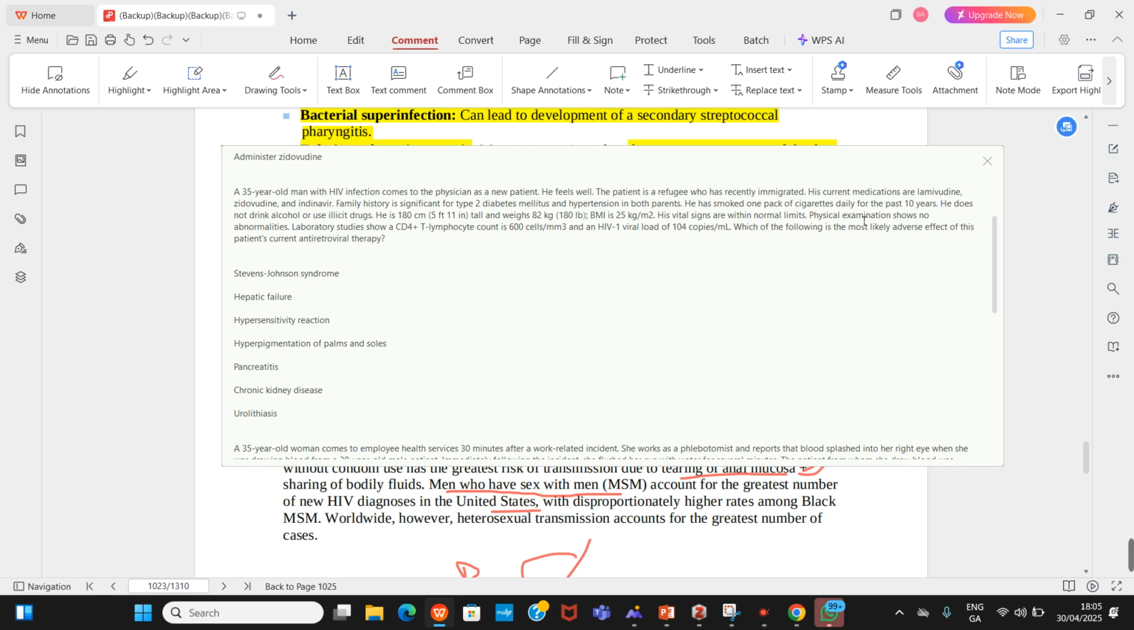Zidovudine, lamivudine, indinavir. Okay, so what's our answer according to what we have here? Urolithiasis, because of indinavir. So which one should cause Stevens-Johnson syndrome? Nevirapine. Is it only nevirapine or collective? It's collective, the NNRTIs, the non-nucleoside reverse transcriptase inhibitors. Exactly. Which one causes hepatic failure?